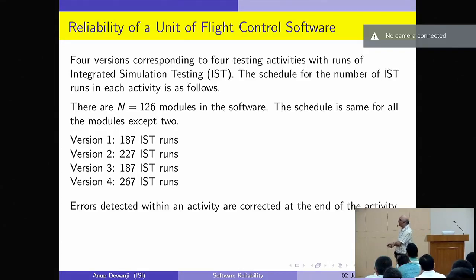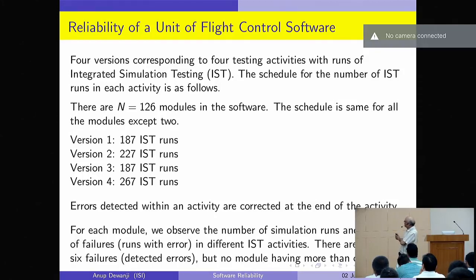Errors detected within an activity or within a version are recorded, but corrected at the end of the activity. It means it is like periodic debugging. Remember, they are not corrected immediately. And for each module, we observe the number of simulation runs that is already there. So for 126 modules, each of them has gone through that, except 2. And we also observe the number of failures in different activities.